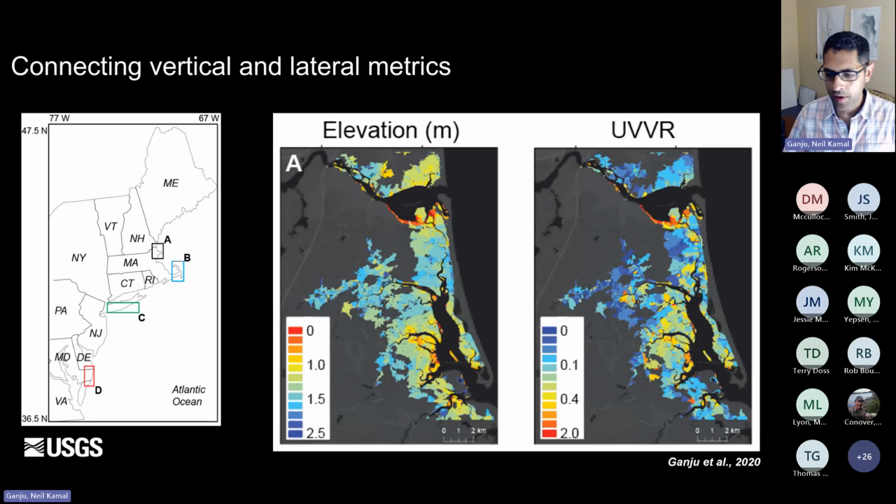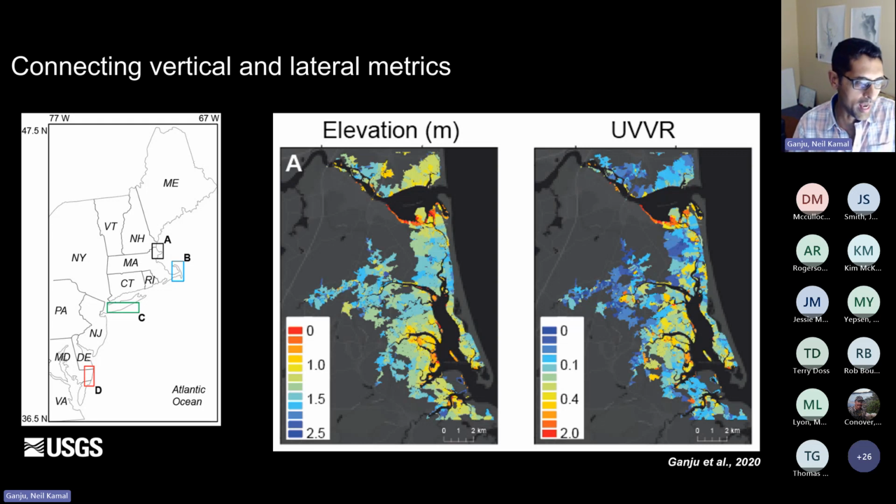So I want to show just one of the science and then management applications of this data. One of our early studies, when we had completed 4 large estuaries, Plum Island, Cape Cod National Seashore, Great South Bay, and Assateague, one of the first things we did was try to look at connections between elevation and the UVVR. Is there some connection between where you are in the tidal frame and how you are handling horizontal vulnerability to open water conversion?